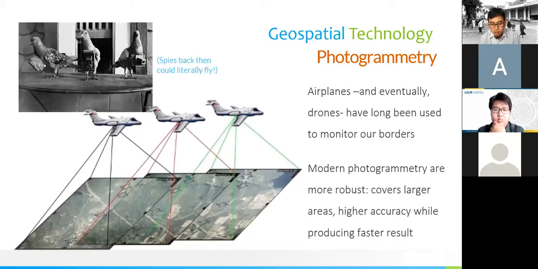So yeah, the spies back then could literally fly, because the technology of photogrammetry comes from this kind of dove. People put a camera on the dove, and then they asked the dove to fly to the enemy's territory, and then the dove came back with a picture. So the principle is the same, and people have used this technology to monitor borders for as long as photography exists.